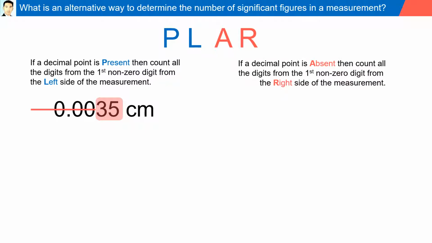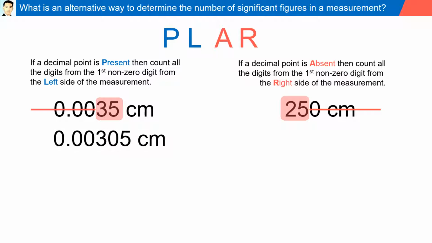Now, if a decimal point is absent, then count all the digits from the first non-zero digit from the right side of the measurement. For example, 250 centimeters. Coming from the right, because the decimal point is absent, we have 2 and 5. Further examples are 0.00305. A decimal point is present, so we count from the left. We have 3 significant figures.